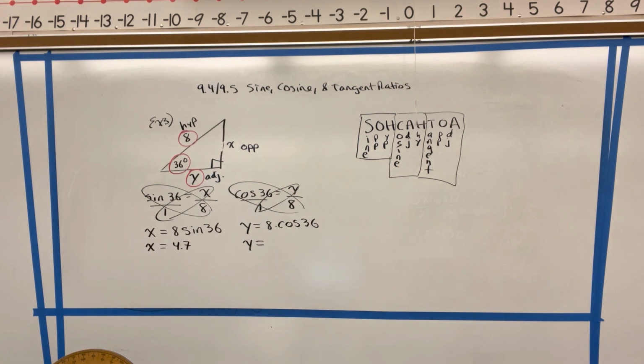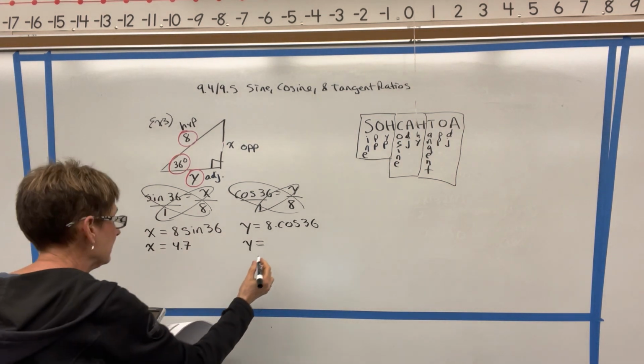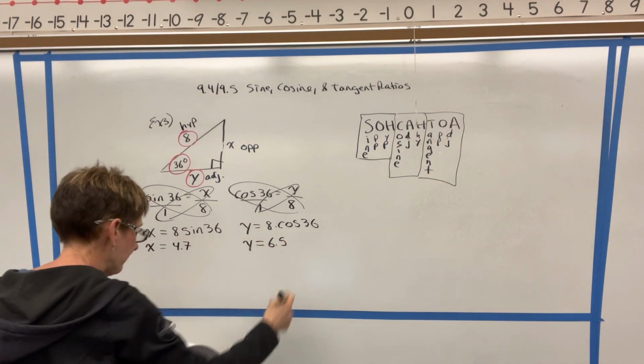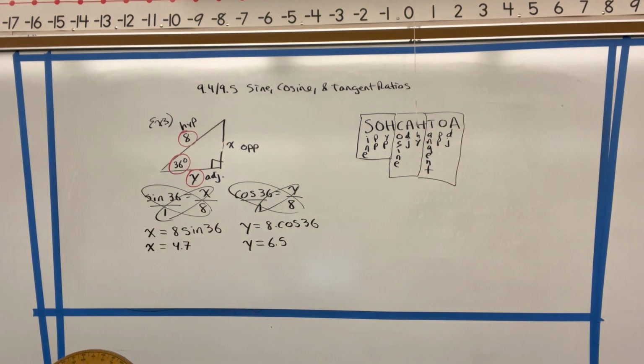I can take the cosine of 36 on my calculator, push enter, go times 8, and when I round to the 10th spot, I'm going to get 6.5. So now I have solved for both x and y in this problem.